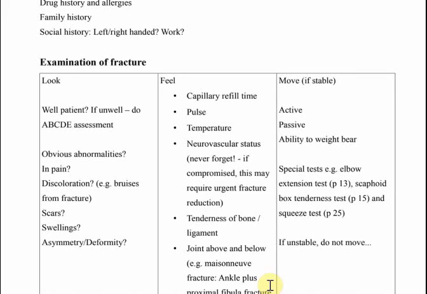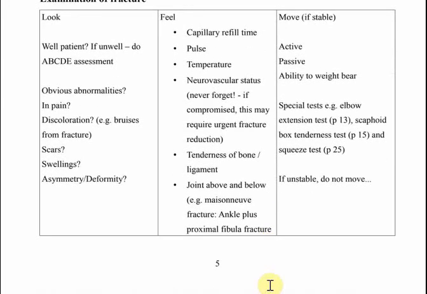It's important to feel for the joint above and below the area of concern because you can miss concomitant fractures that occur at the same time. For example, if someone's broken an ankle, feel for the fibula as well, around the knee area. Proximal fibular fractures.